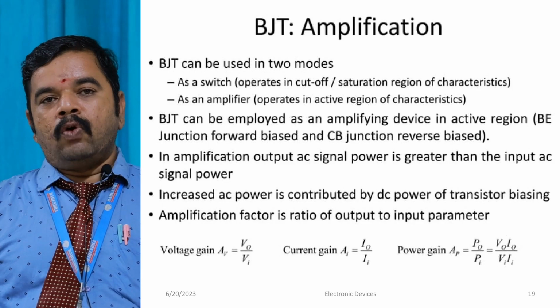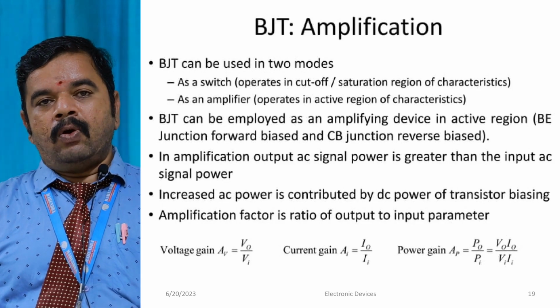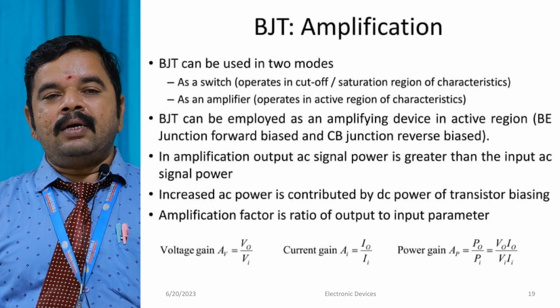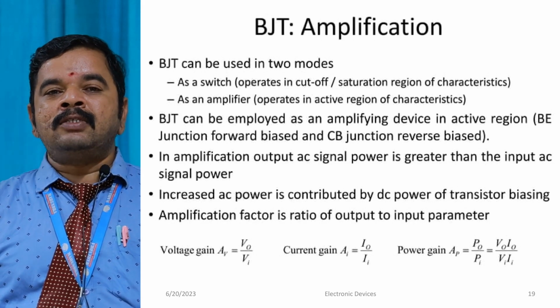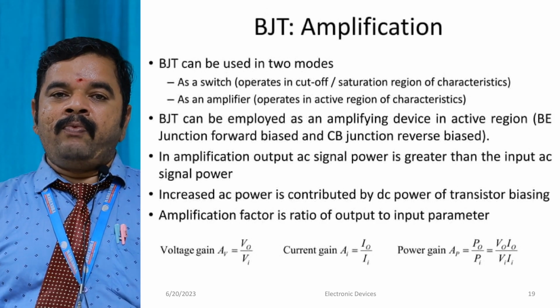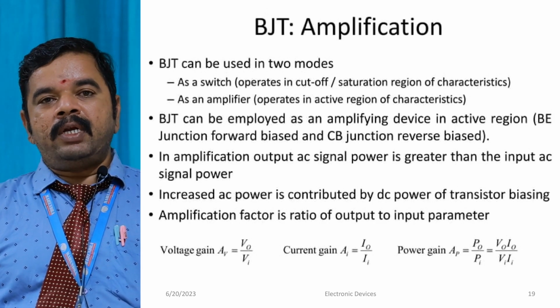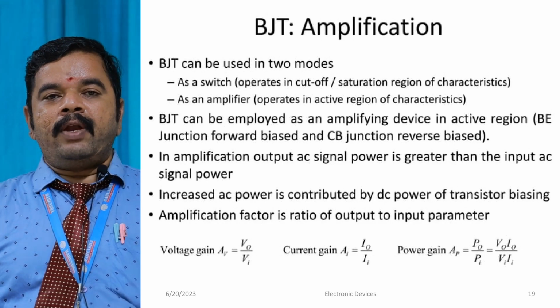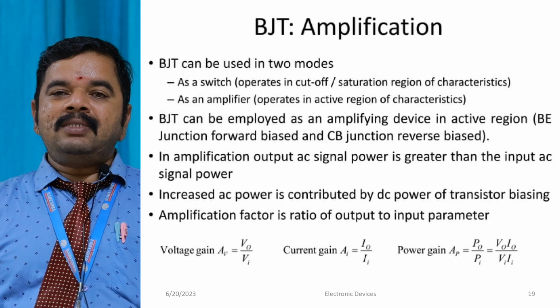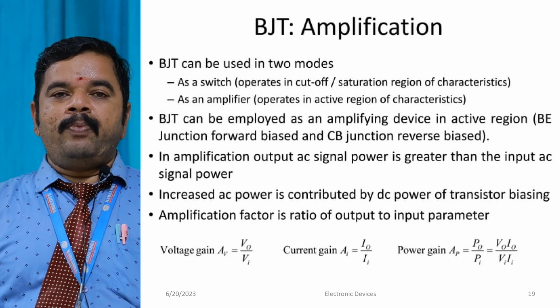Generally, for each transistor we have to define the gain. What does gain mean? Current gain means output current divided by input current. Voltage gain means output voltage divided by input voltage. And power gain means output power divided by input power.